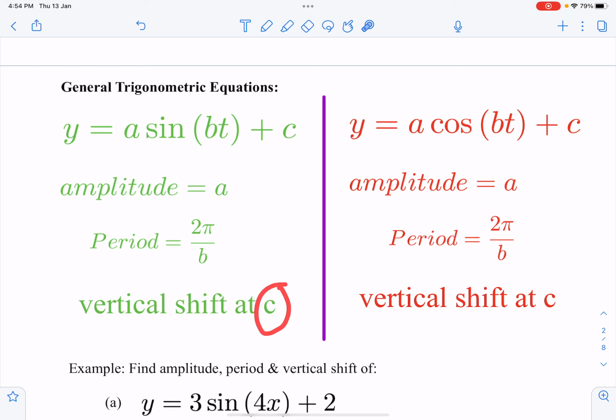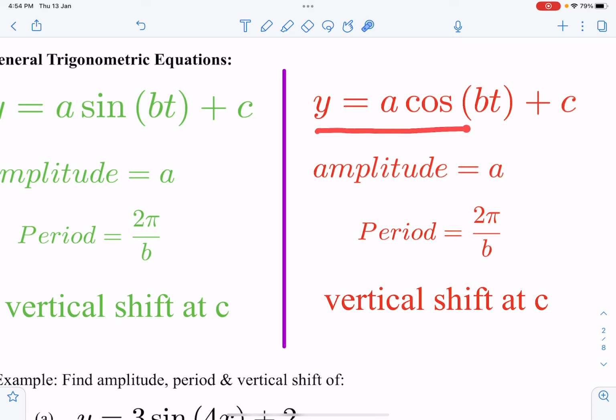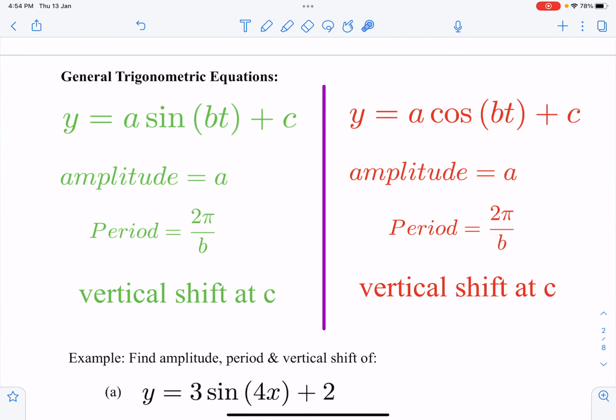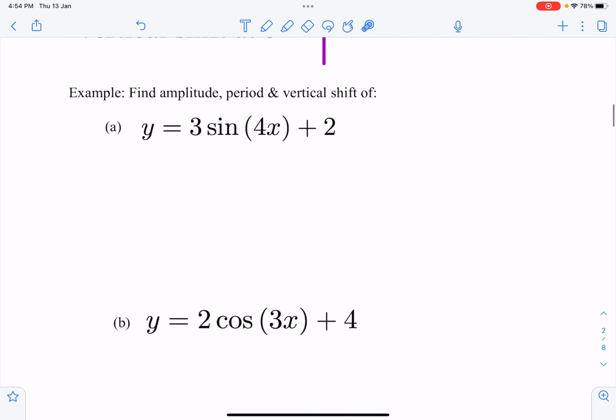And C will cause the vertical shift. If it is positive, upwards. If it is negative, downwards. Same is true for the cosine curve also. So y is equal to A cos BT plus C. So amplitude is A, period is 2 pi by B, and vertical shift is at C. So I hope by now you understood how is this equation. Now let us solve some questions based on that.